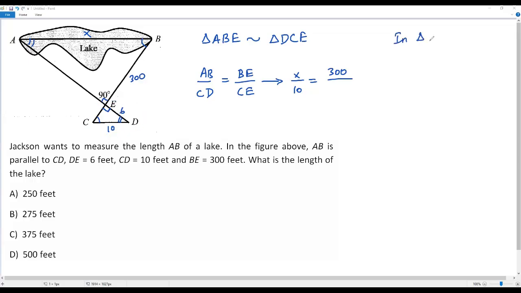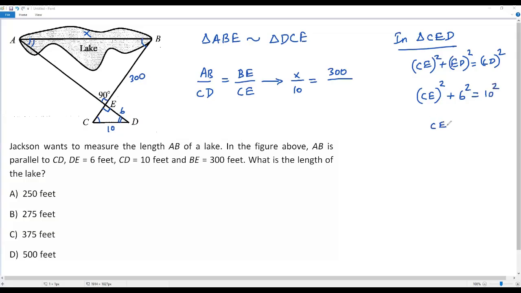In triangle CED, the sum of the squares of the two legs of the right triangle is equal to the square of the hypotenuse, according to the Pythagorean theorem. That is CE square plus ED square equals CD square. I just squared the two legs and added them, so that is equal to the square of the hypotenuse. I do not know the length of CE, so I can keep it as it is, and I know the length of ED, that is 6, so 6 square, and also I know the length of CD, that is 10, so 10 square.